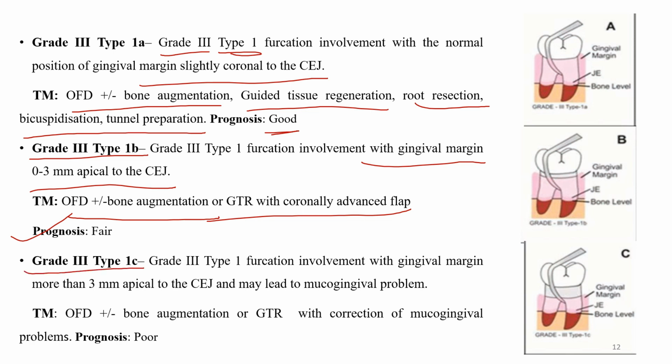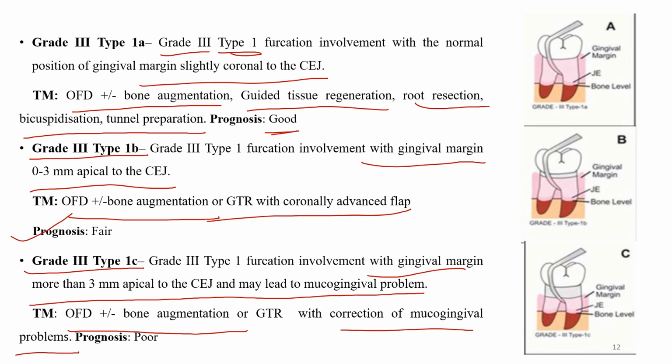Grade 3 type 1C. All the characteristics of grade 3 type 1 with the gingival margin more than 3 mm apical to the CEJ, and may lead to mucogingival problems as there is much gingival recession. So here treatment options are OFD plus bone augmentation with correction of mucogingival problems. Prognosis is poor.